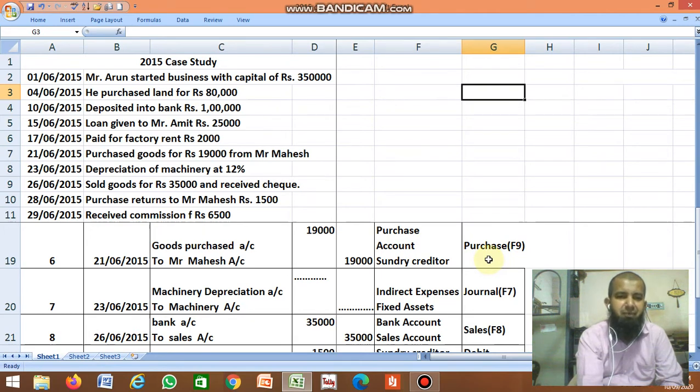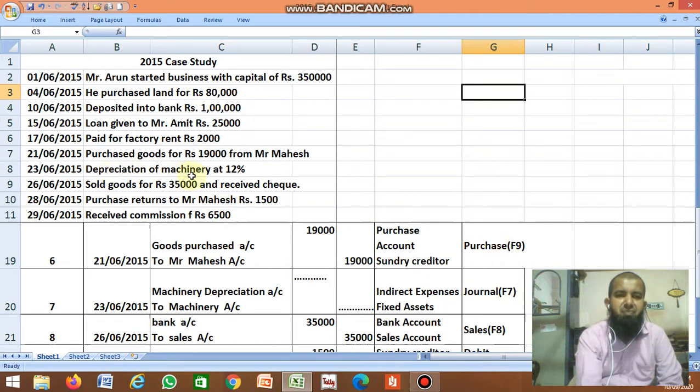If the amount is paid in full, like when he purchased land for 80,000, then the voucher is payment. But here the amount is not paid, so that's why the voucher is purchase.